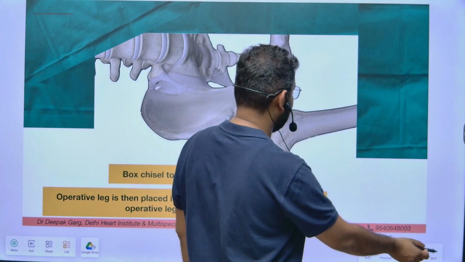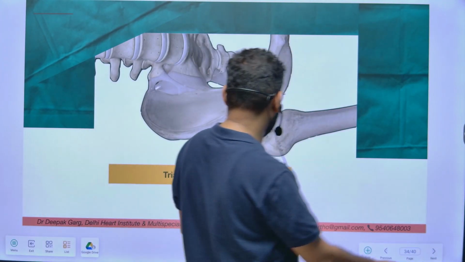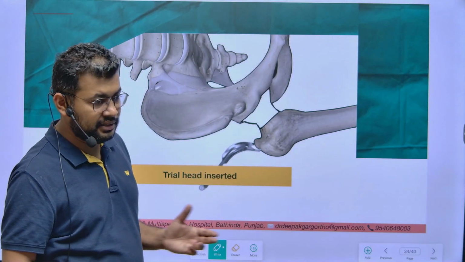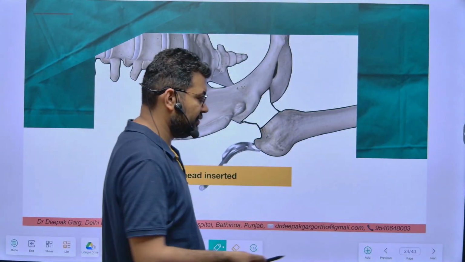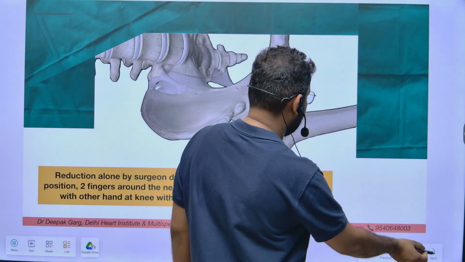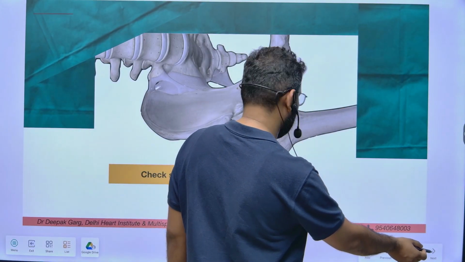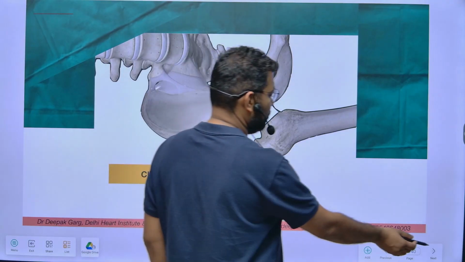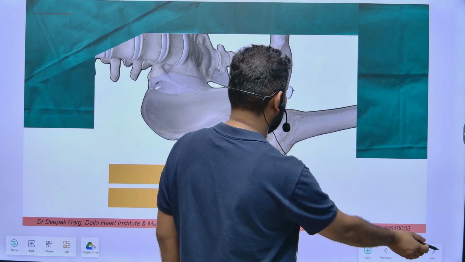Once we prepare the femur, we put the final implant into the femur, and then we reduce it with traction, and with the 2-finger technique, we just give a traction and push the femur head inside. We check the stability and the leg length, and this is the complete total hip replacement surgery.